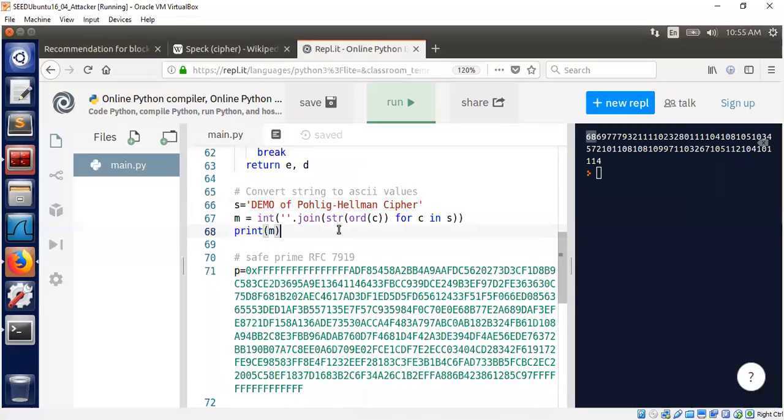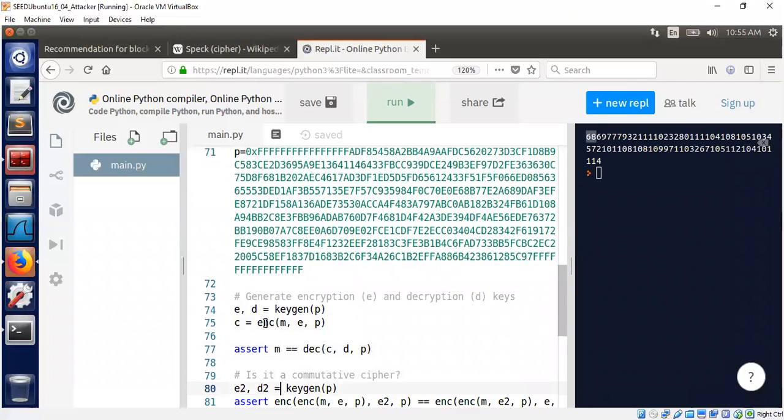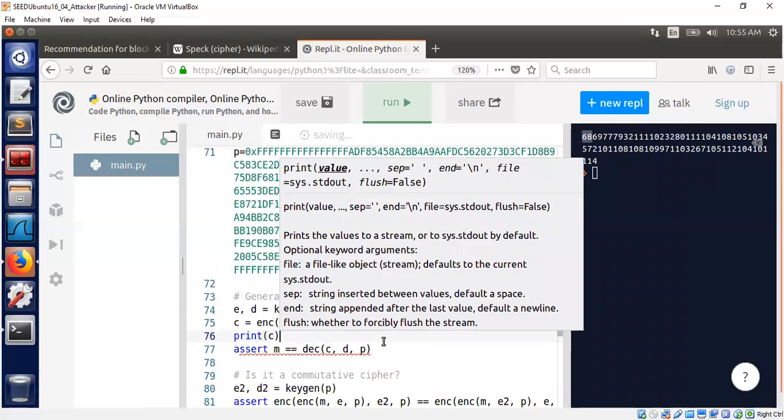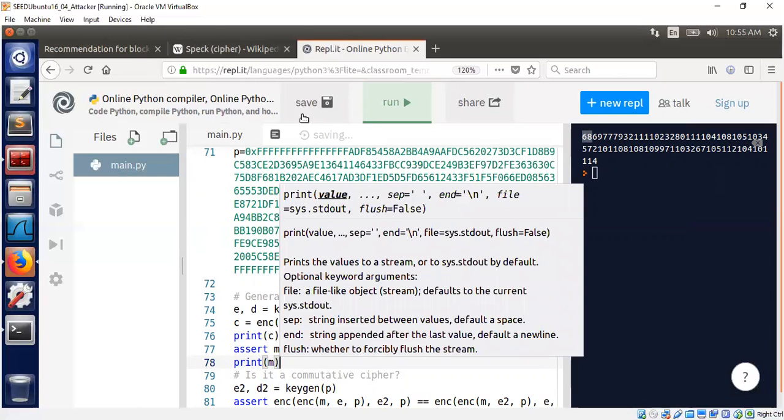Okay, so this is basically the ASCII representation of the message, and here I am actually doing the encryption of the message, and I get the ciphertext, and then here I am decrypting it. So we can actually even print the ciphertext C, and also print the message. It should be the same message as the message that we send in, otherwise the assert would have failed.